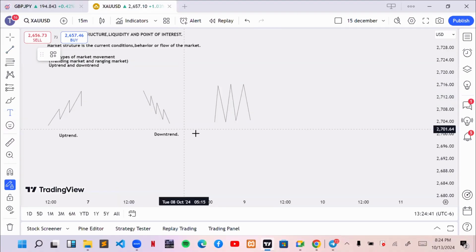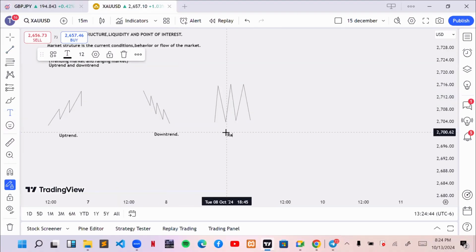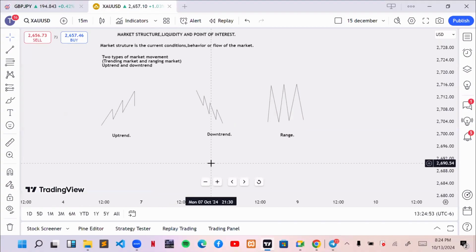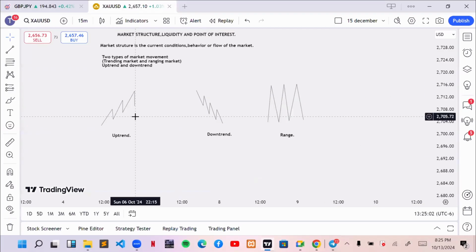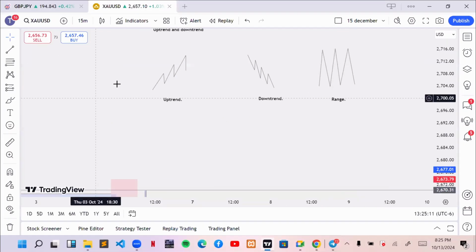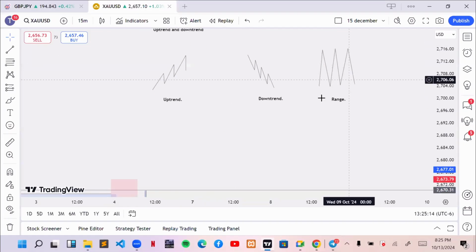It is a consolidation. It means the market is not trending in any direction. So, a range. These are the three market movement types: the uptrend, the downtrend, and the range. When the market is approaching a particular point, there's always a particular pattern that it follows. It's either in an uptrend, a downtrend, or a range. It moves similar to these three types of market movements.